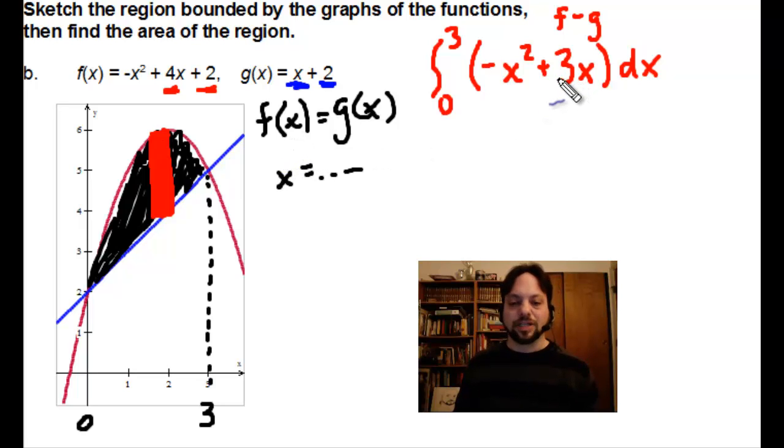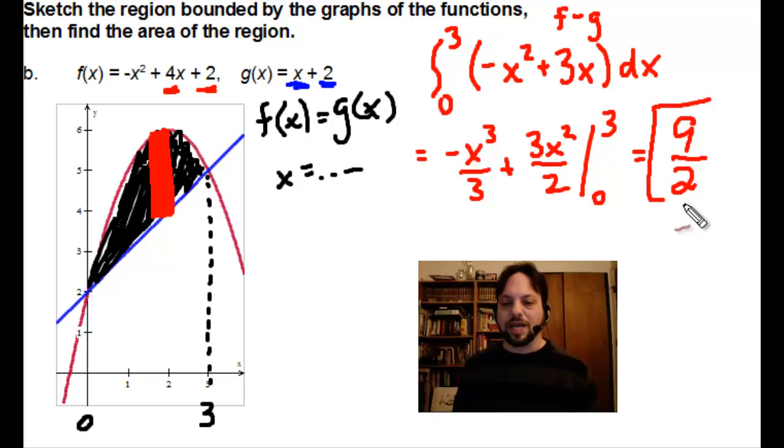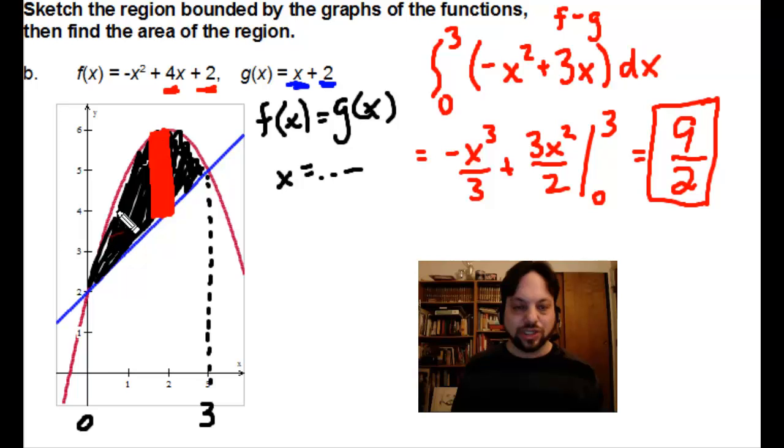It's a pretty simple integral to evaluate. If we do this, we should, of course, get negative x cubed over 3 plus 3x squared over 2. And if we evaluate that from 0 to 3, I'm going to skip all the steps, but if I did it correctly, what we will get is 9/2 as the area of this black region.